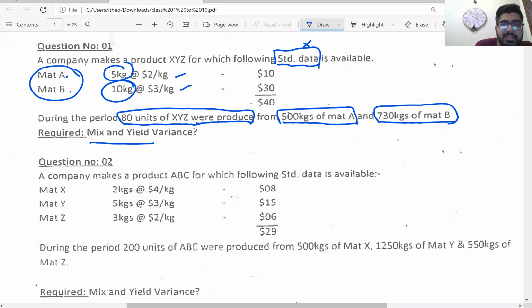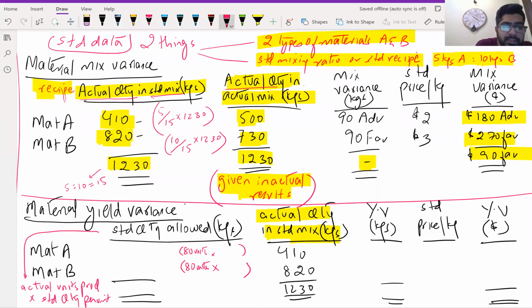5 kg and 10 kg. 2 and 3 are the dollars, the standard price per kg. Standard quantity per unit is 5 kgs, 10 kgs, not the price. Multiply by actual units produced. So it's 5 kgs into 80 units, 400, and 800.